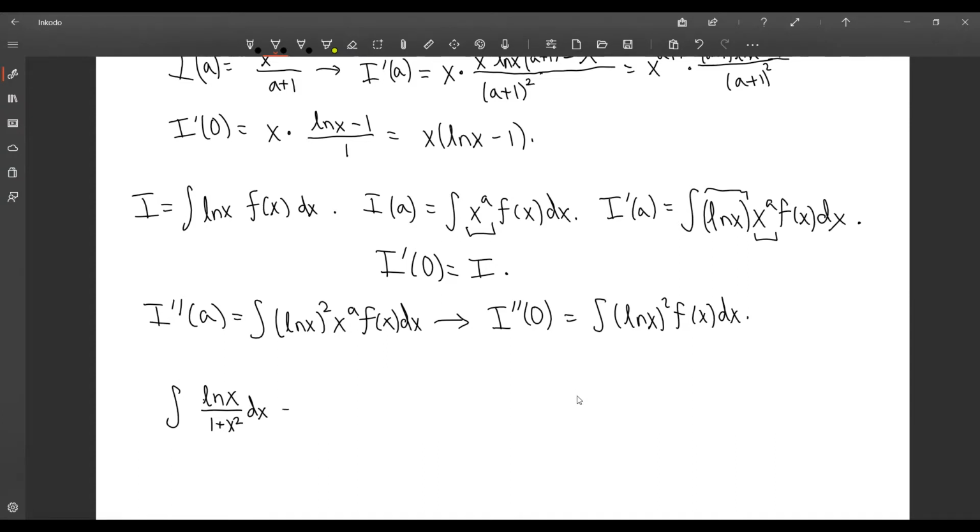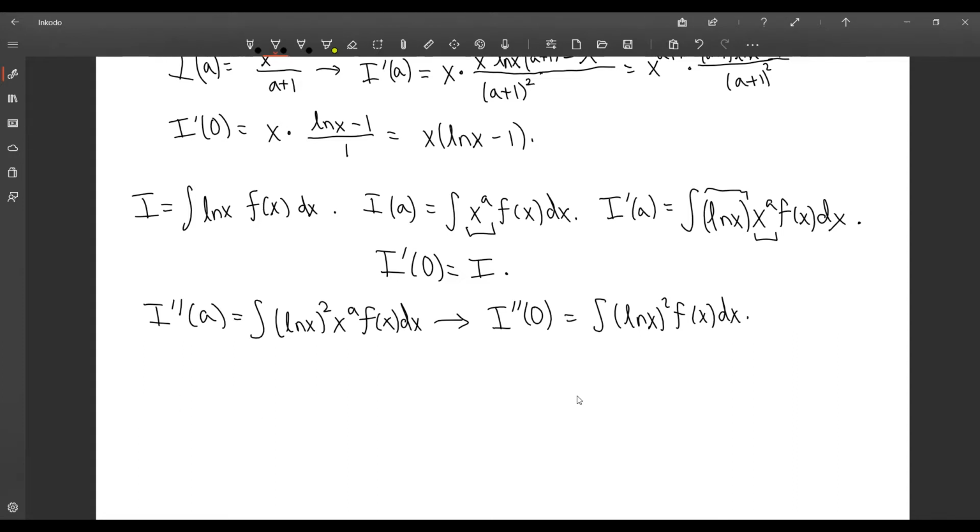But we can do it using this method, right? So let's say I of a is going to be the integral of x to the a over 1 plus x squared. Okay, maybe this isn't as simple as I thought. Yeah, no, I done goofed. Okay, so that's that idea out the window.